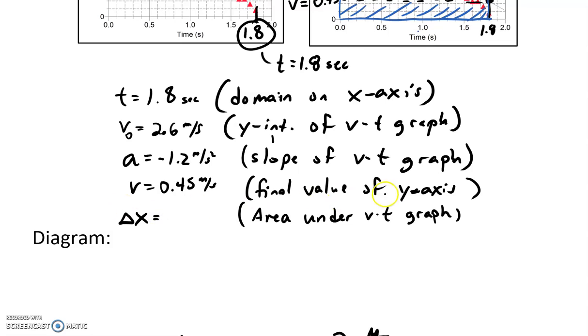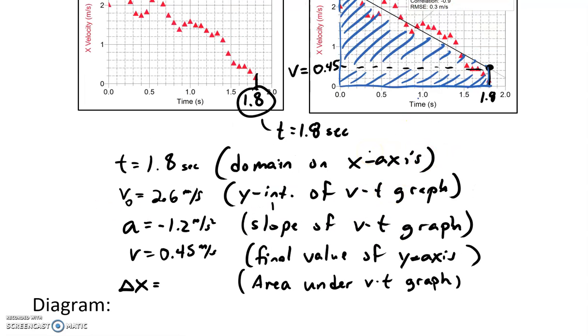This may be tough for you to do because area is a new concept, but it oftentimes is easier than using the equations and having to go through and get all the variables if I can quickly do the area under a curve. For example, if this were all the way to 0, I would just do the triangular area, 1/2 base times height, and I would be able to get delta x that way.